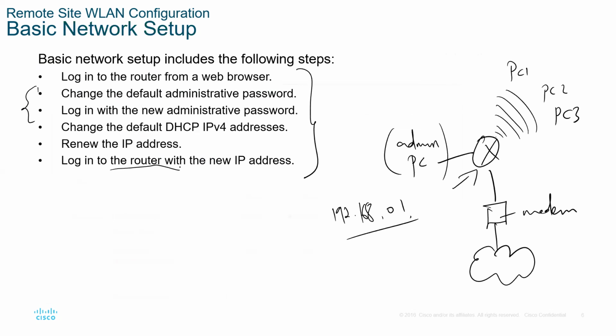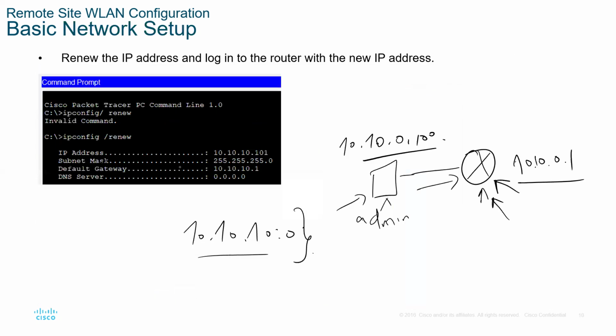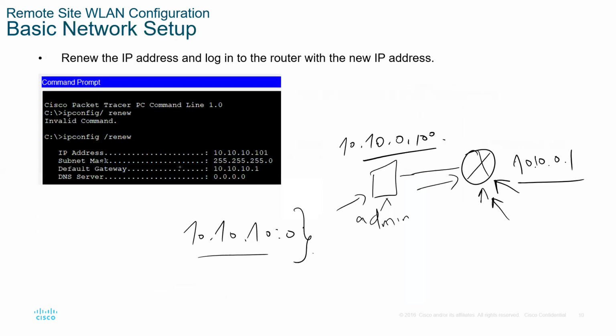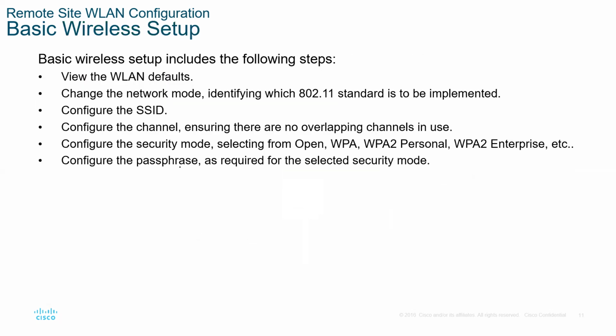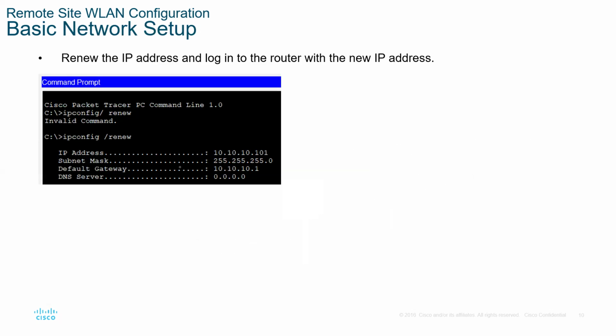So this is the starting point of configuring a wireless router. There are not many configurations that you need to do. One, just change the default passwords that are used to log in, change the default IP addresses, therefore changing the default DHCP pool, renew the IP addresses of the clients, then you start getting access to your network. Moving to basic wireless setup.